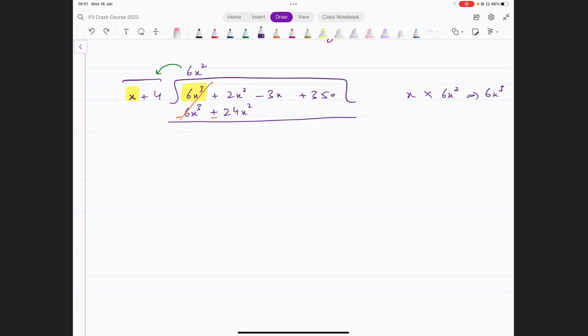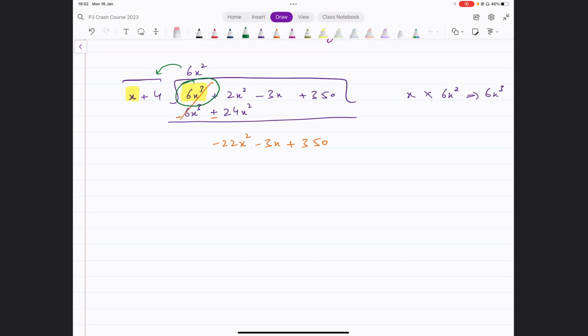And now, what does this give you? 2x squared minus 24x squared. That is going to give you minus 22x squared. All right. And now what you do is you just bring down the rest of the terms as they are, minus 22x squared minus 3x plus 350. So that's the first step done. You see this quotient that you have here, what that has helped you do is that you've gotten rid of the first term of the dividend already.